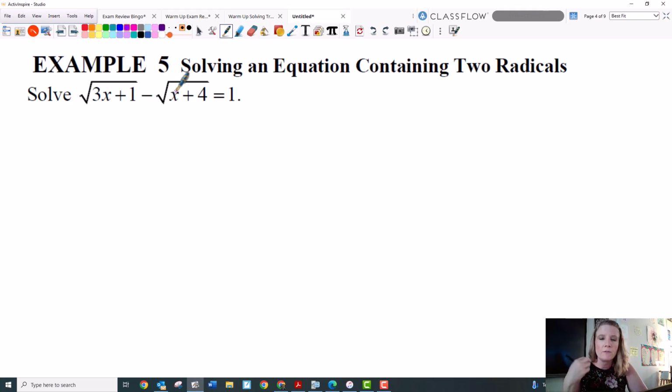So if you have two square roots, you get one of them by itself first. So you're going to move this one over.